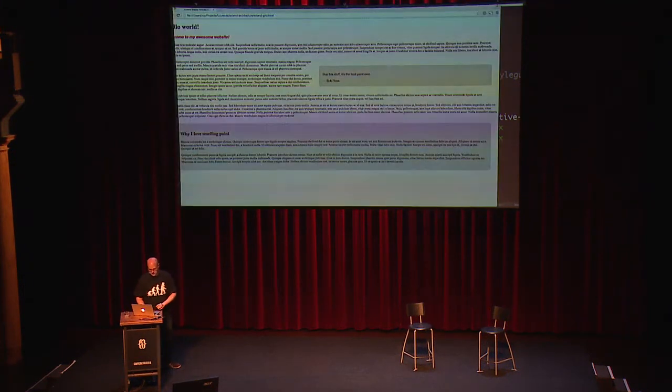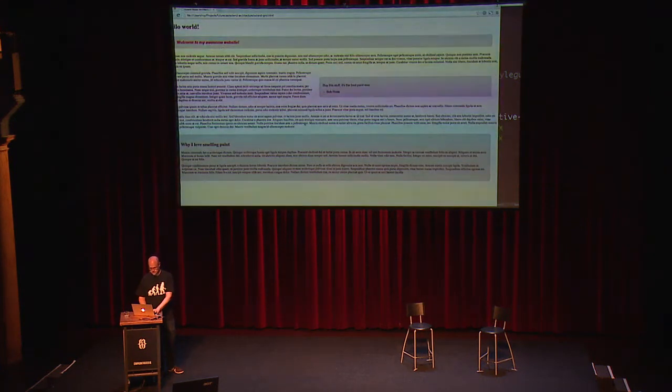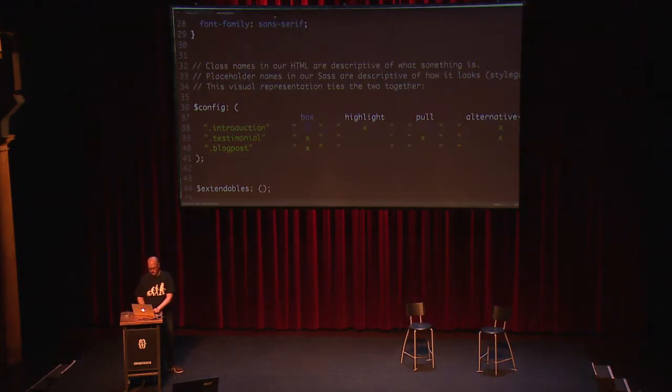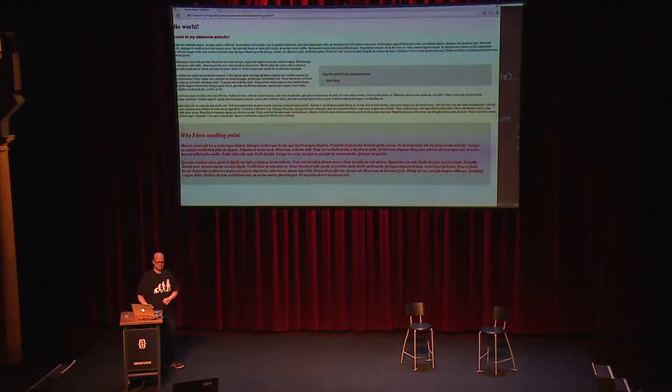So my introduction is this red text. Maybe you also want to have it in a box. No problem. I can just put an X in here. Will be in a box. Maybe you want the blog post text to be red as well. Just put a little X in here. It's going to be red.